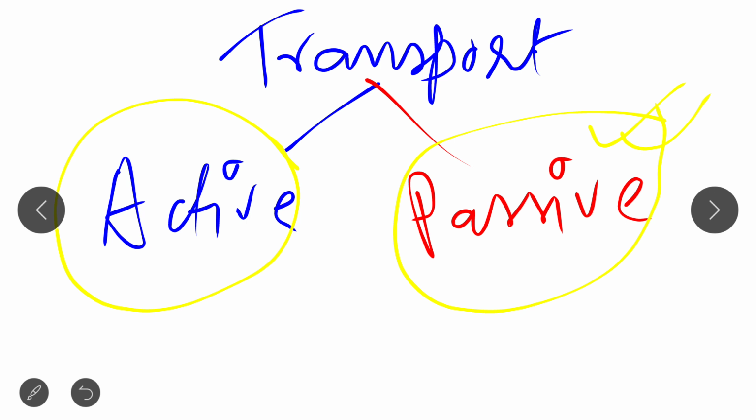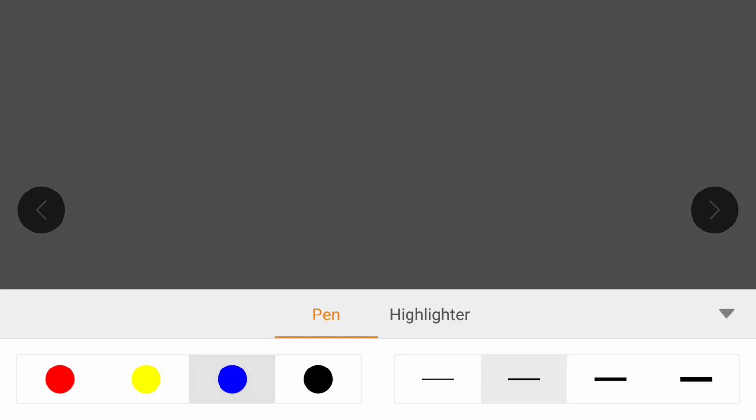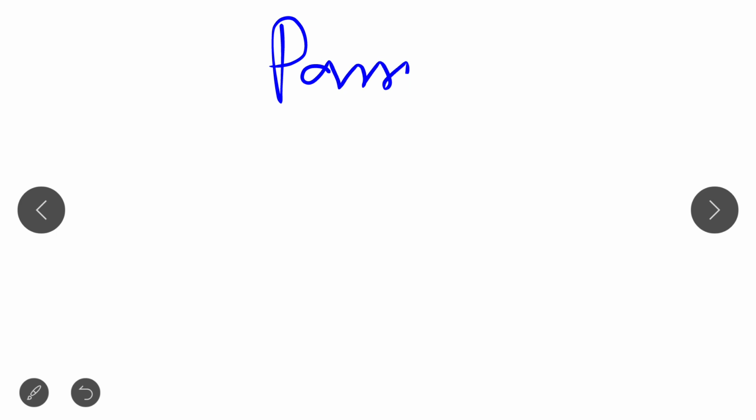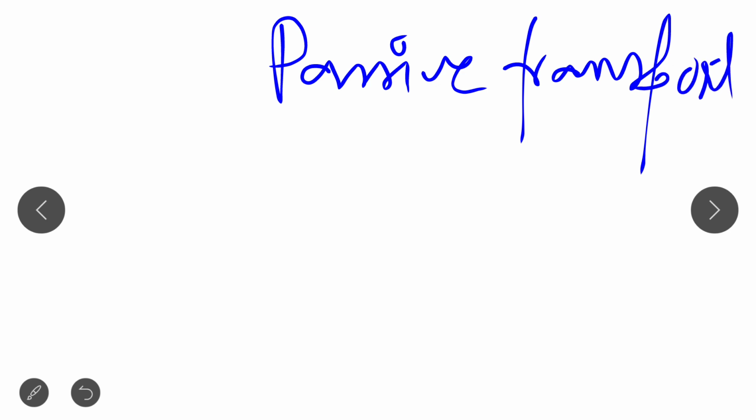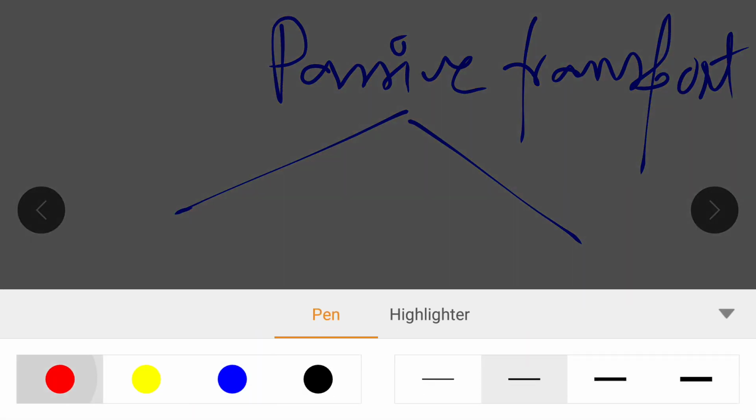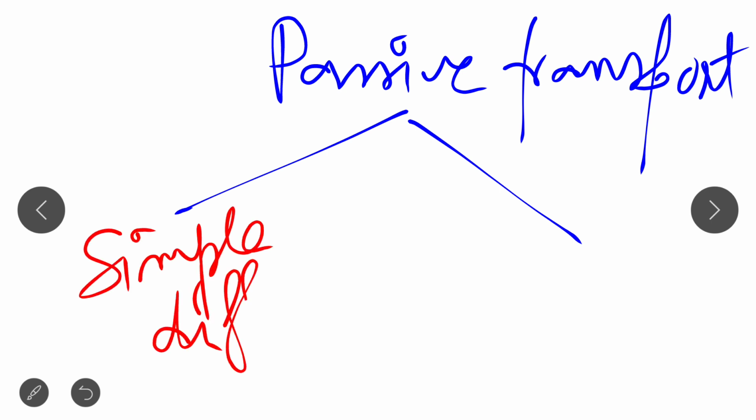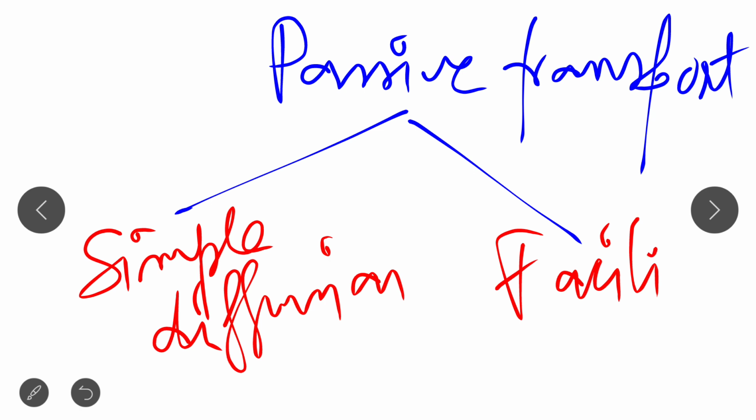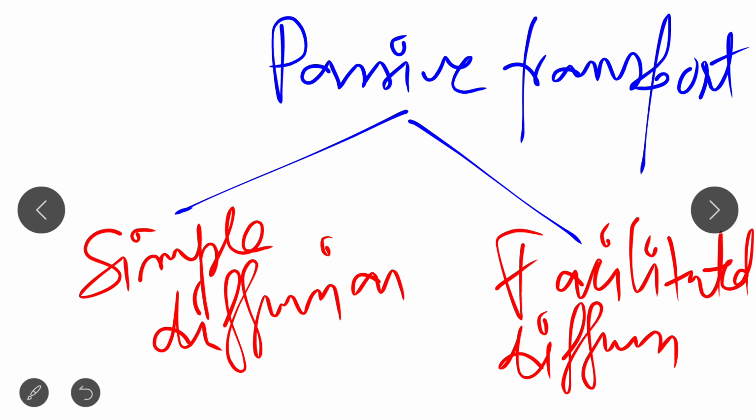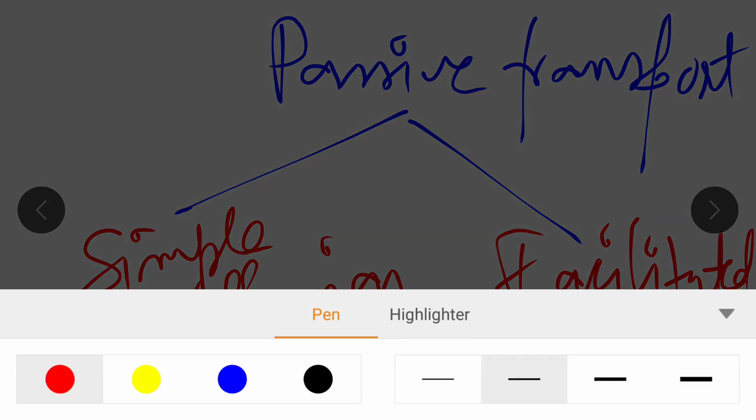In yesterday's lecture, I already discussed one type of passive transport. Passive transport is basically of two types: one is simple diffusion, and another one is facilitated diffusion.